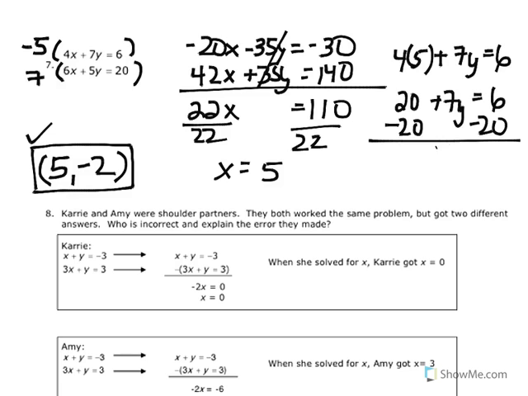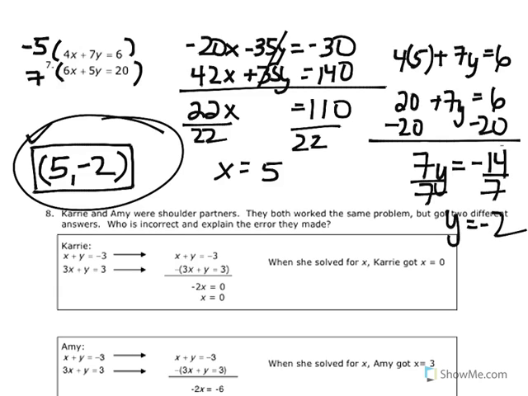And I get 7y equals negative 14. And divide by 7. And y equals negative 2. I'm going to write that just a little better so you can read it. 7y equals negative 14. Divide by 7. y equals negative 2. So our solution is right here, 5 comma negative 2.